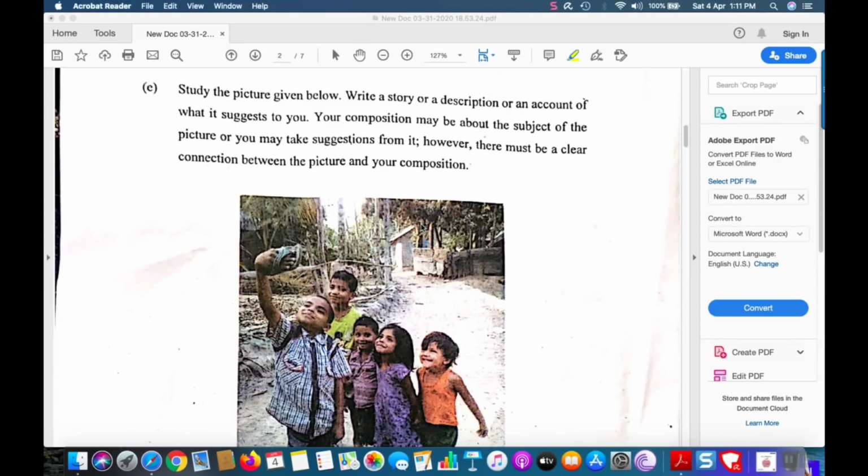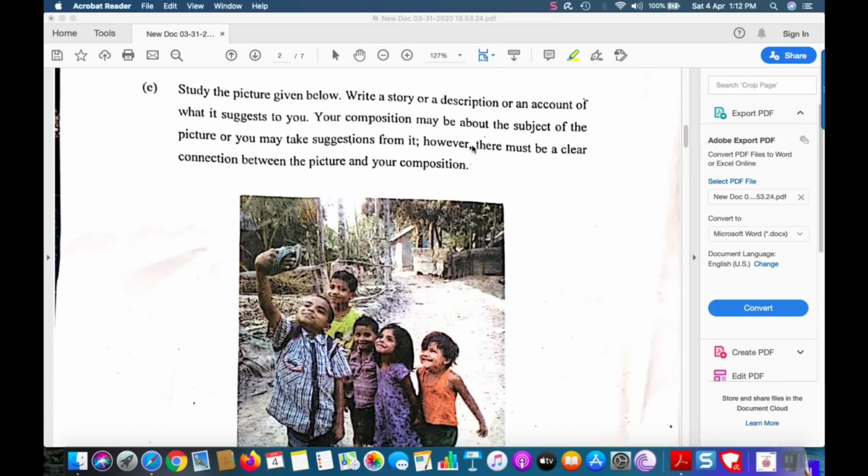Next, we move on to the picture composition. Now let's read the question. Study the picture given below and write a story or a description or an account of what it suggests to you. Your composition may be about the subject of the picture or you may take suggestions from it. However, there must be a clear connection between the picture and your composition.